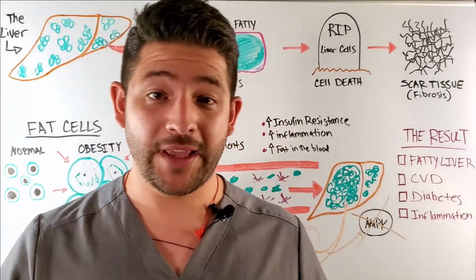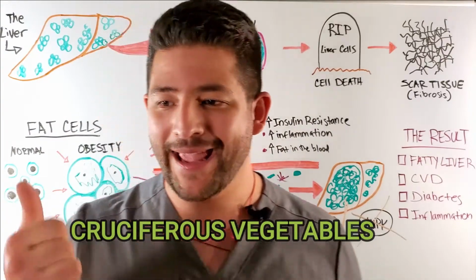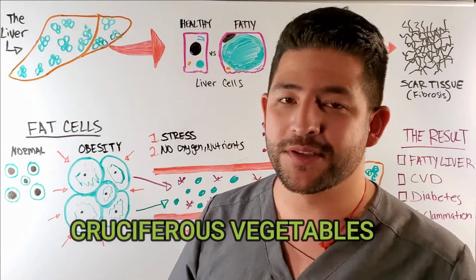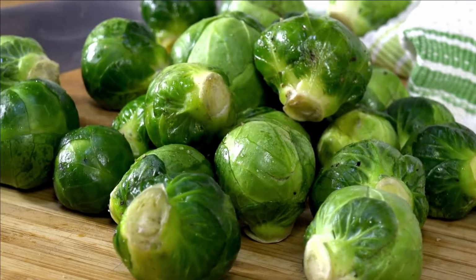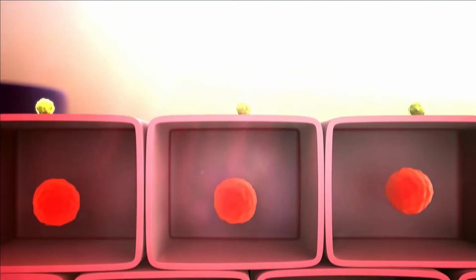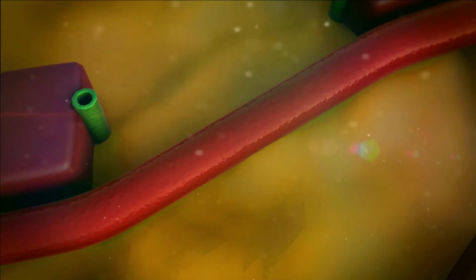The second type of food that you absolutely should be eating is cruciferous vegetables such as broccoli, kale, cauliflower, Brussels sprouts, and the like. Why? Because they have a compound called indole, which is really important for protecting the membranes of your liver cells from inflammation. It also helps support the detoxification process that your liver goes through in order to stay healthy.